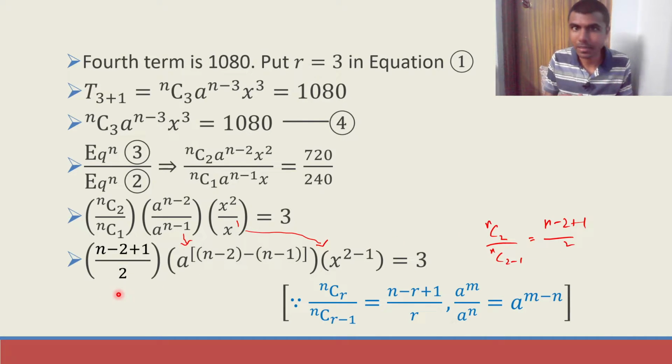I hope this explanation is clear. Still, if you have any doubt, please come to the comments box. Okay, fine. So that's what it is. That's how I got this bracket equal to this. Fine. Chalo.